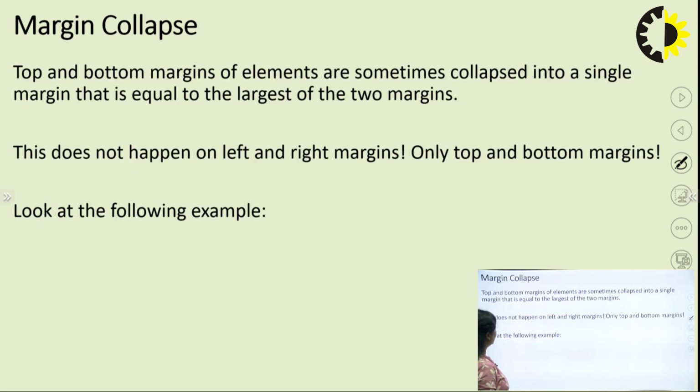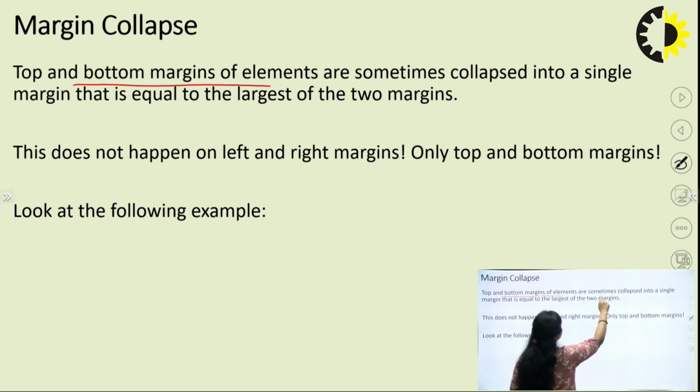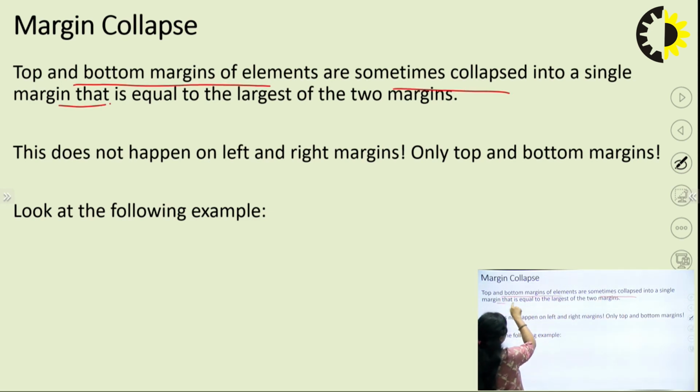Next is the margin collapse. We can have the top and the bottom margins collapse into a single margin, which makes it the largest of the two margins. Like I have a different value for the top and a different value for the bottom. What this collapse will do is collapse them into a single margin and make it the largest value from among the top and the bottom.